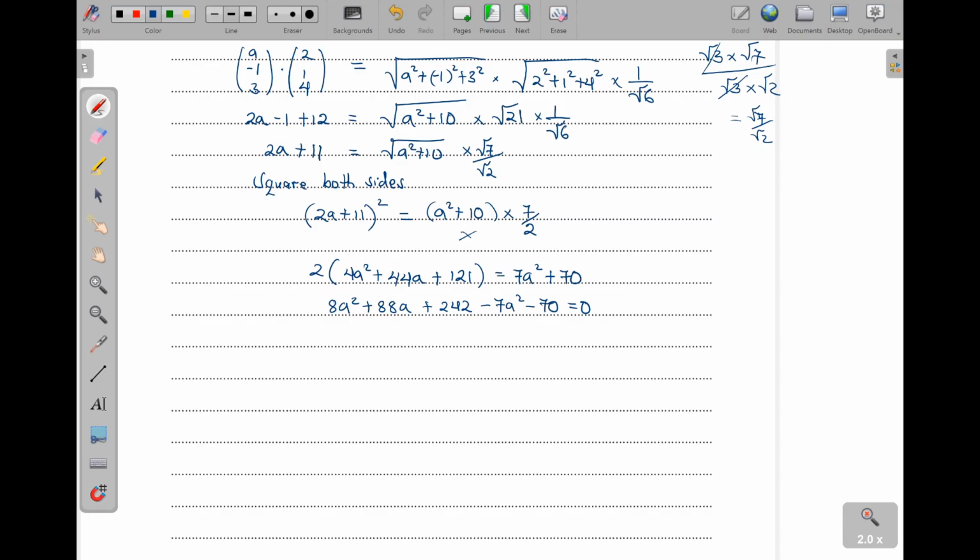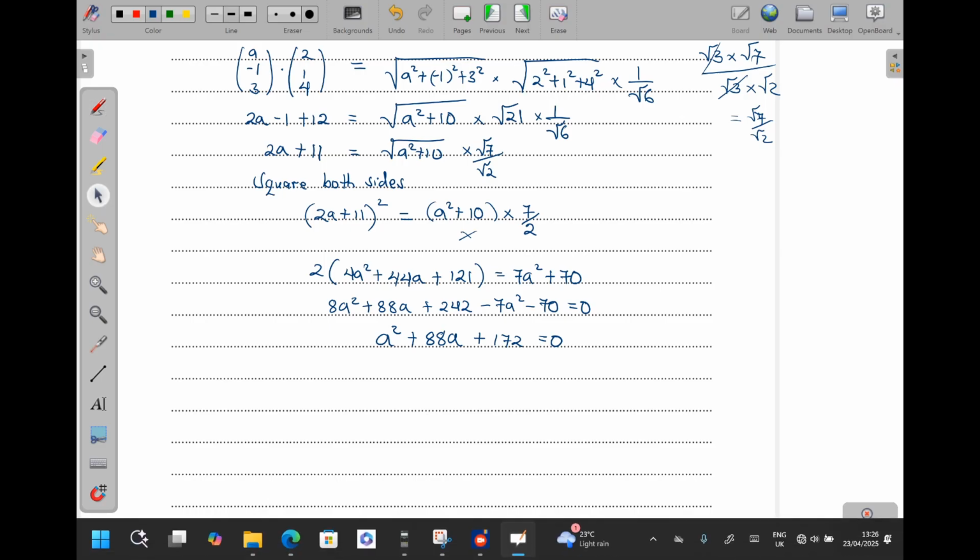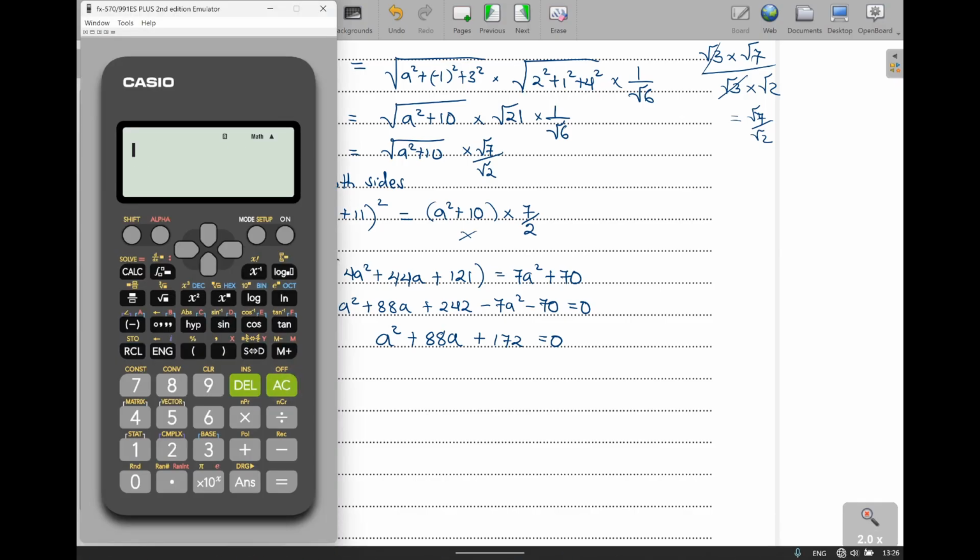8 minus 7, here we shall get 1, so that is a squared, then plus 88a, and then 242 minus 70, this one gives us 172, which is equal to 0. This is a quadratic, so you can use your calculator to solve it very fast.